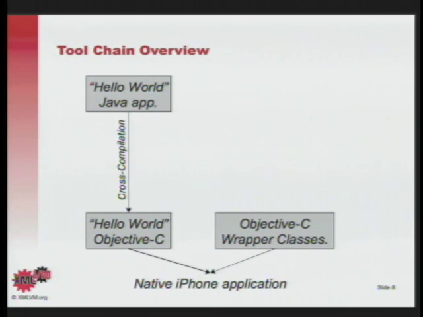But once we have it cross-compiled to Objective-C source code, we link it against a little library that we call here Objective-C wrapper classes. And then what we end up with is a native executable on the iPhone. So there's no need for a virtual machine. So you can deploy that on your iPhone. And again, since we're within the legal frameworks of the Apple SDK, we can also push it on the App Store, of course.